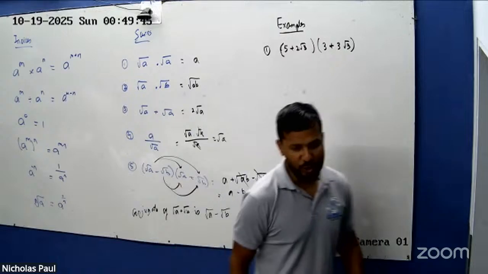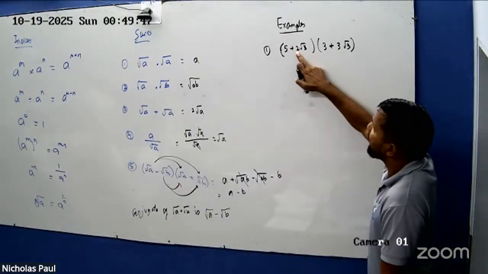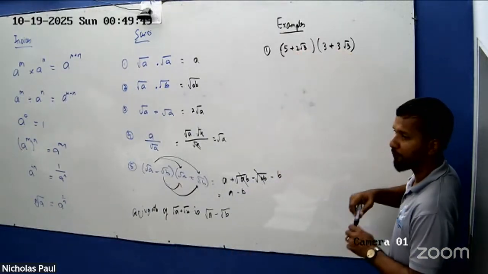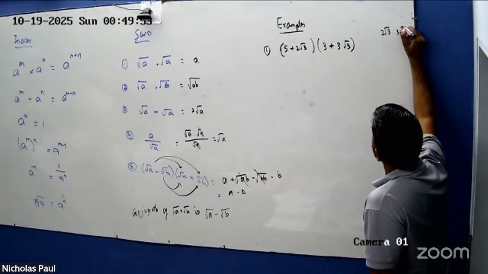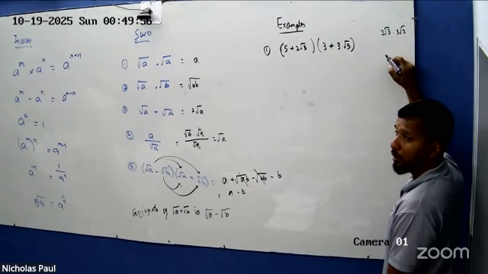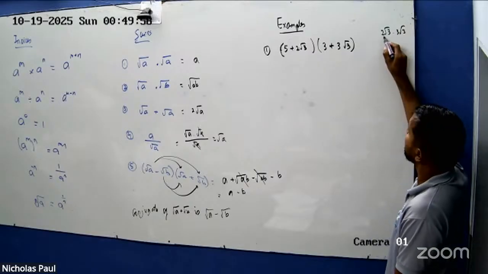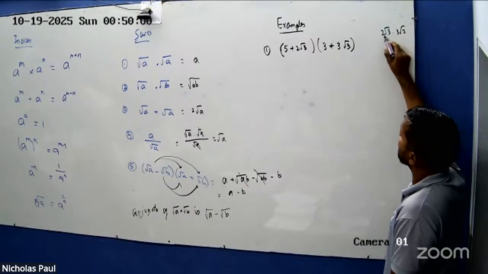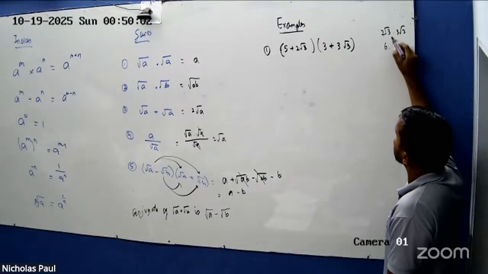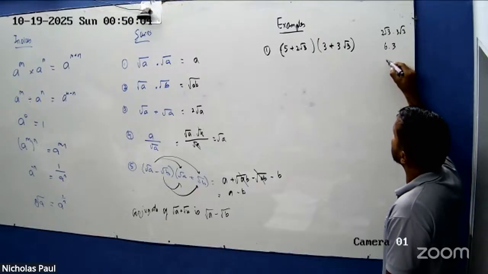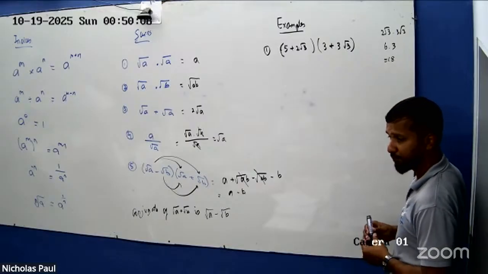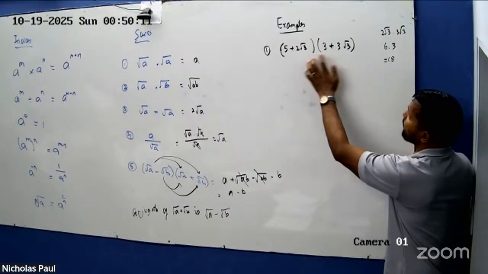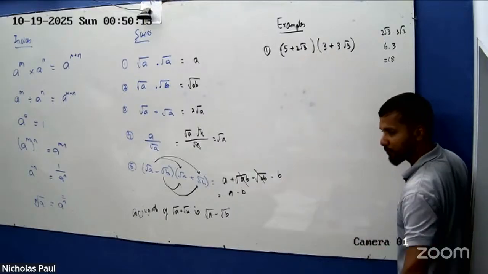I know I didn't show you one like this, but what will be 2 root 3 by 3 root 3? What do you do first? Multiply the numbers first. 2 by 3 is 6, root 3 by root 3 is 3. So you'll get 18. That's okay? So you multiply the 2 by the 3, then the root 3 by the root 3.